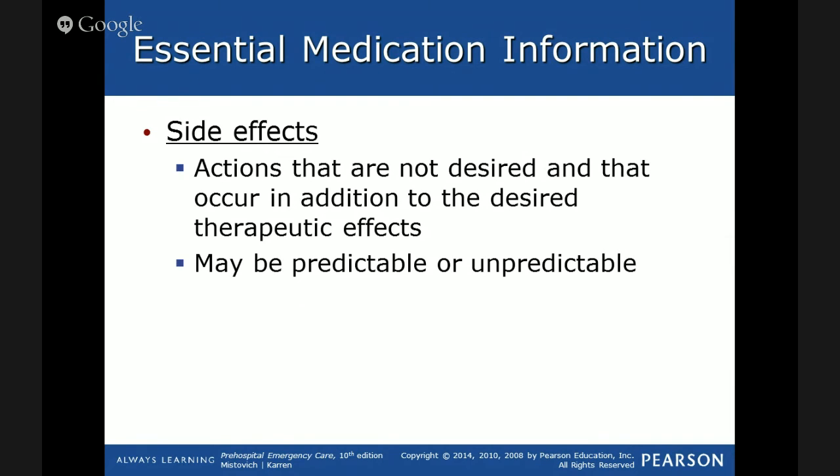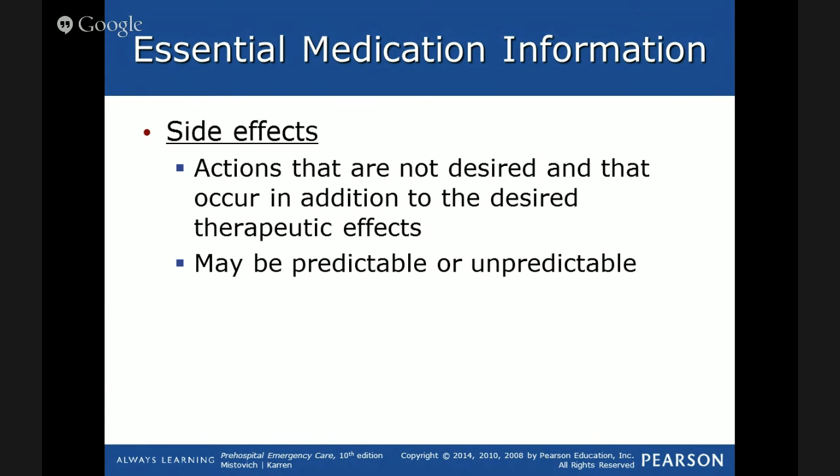Side effects are actions that are not desired and that occur in addition to the desired therapeutic effects. These may be predictable, or they may be unpredictable. We've been on nitroglycerin this whole time, so we'll stay there. We talked about one of the big side effects of nitroglycerin: headache. What's the other one? Hypotension, or lowering of the blood pressure. These are things that we don't necessarily want to happen, but are going to, based off of what happens when we put the medicine in the body. So headache, very predictable. Hypotension, like I said, can be unpredictable. It's almost always there in some way, shape, or form.